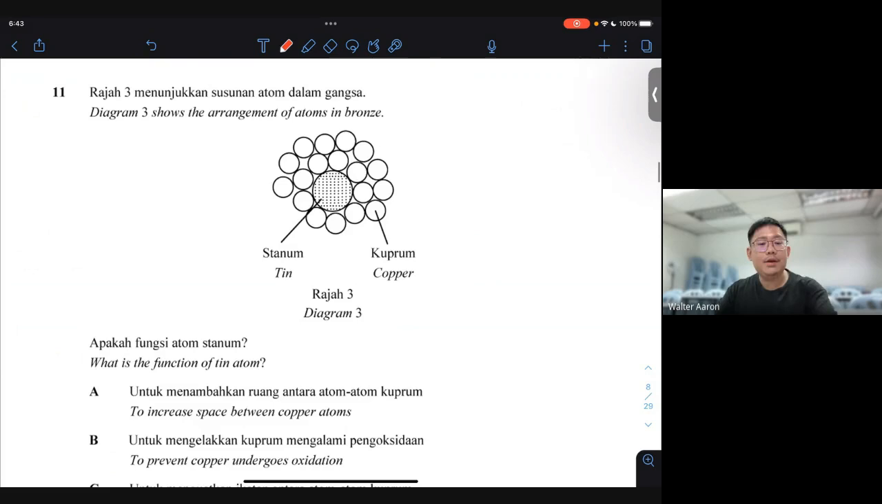For number 11, diagram 3 shows the arrangement of atoms in bronze. We have tin and copper inside there. So what's the function of the tin atom? Tin is actually a foreign atom, added inside the copper structure.